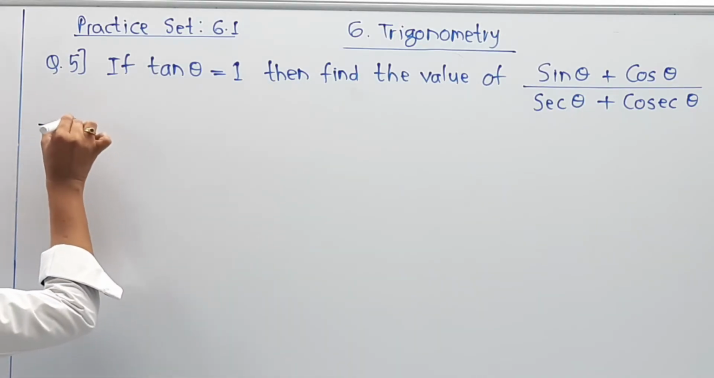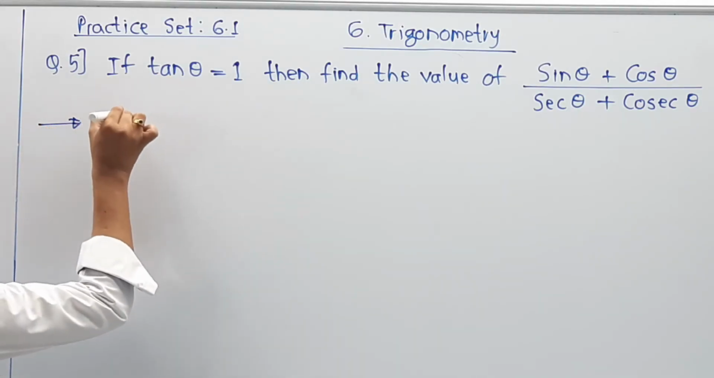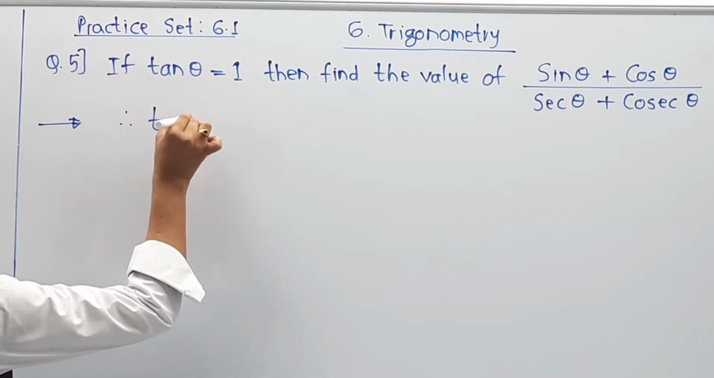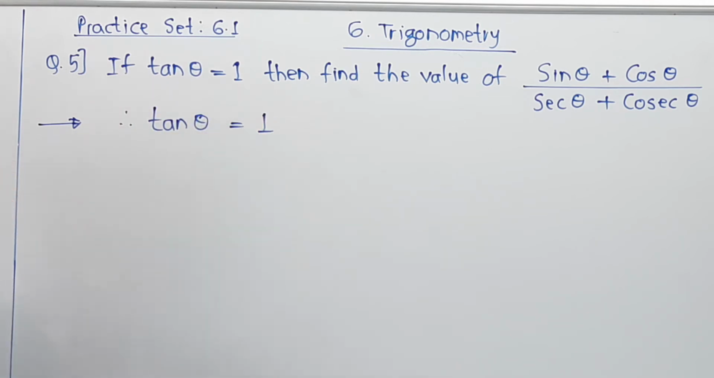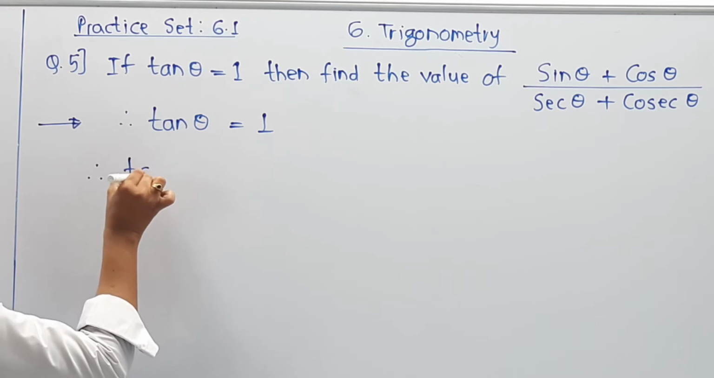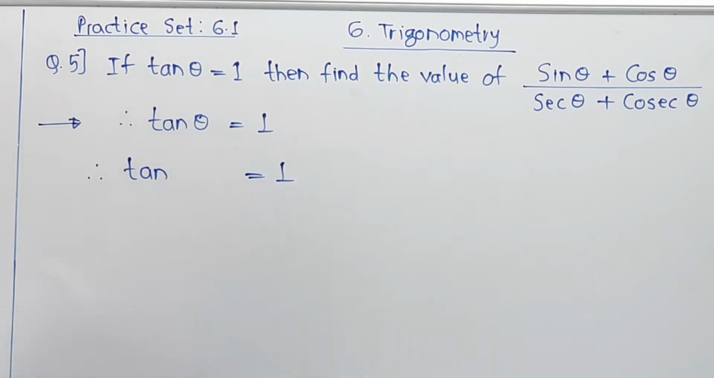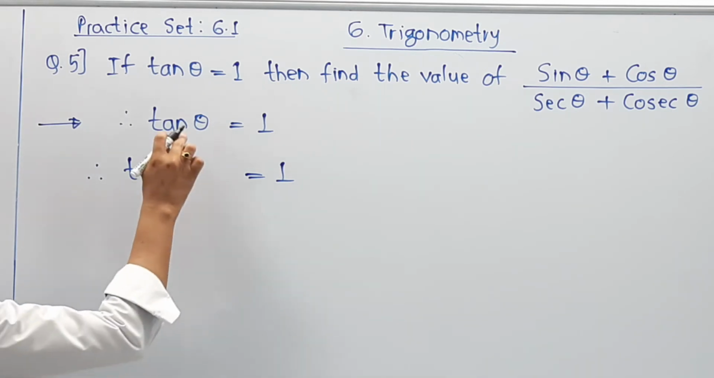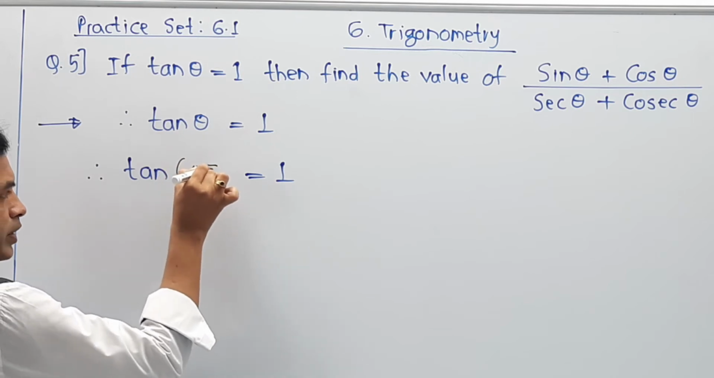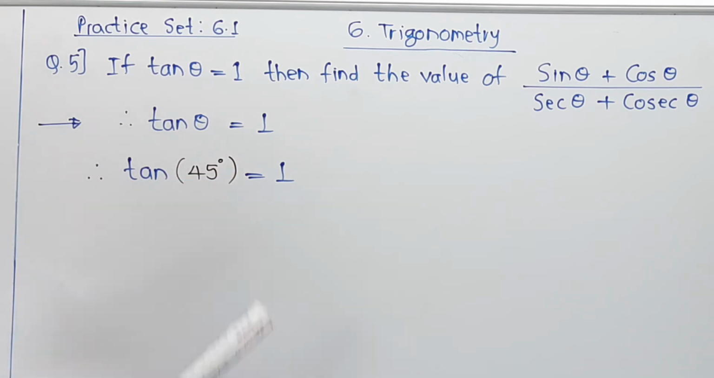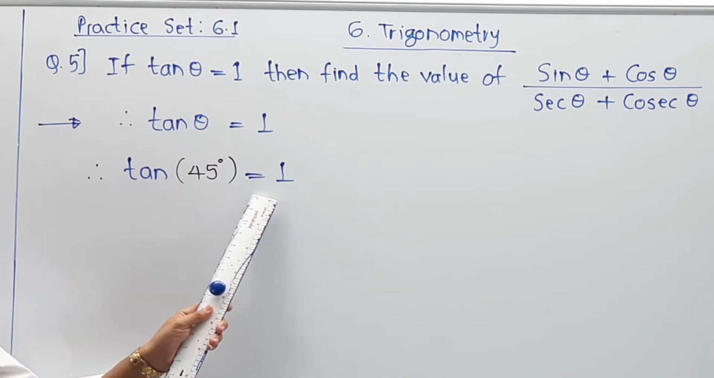Here, the first step is the most important for this numerical. They have given us tan theta is equal to 1. Now we have a standard table of values for standard angles like 0 degree, 30 degree, 45 degree, 60 degree and 90 degree. From that table, cross-check for what angle the value of tan is 1. If you are familiar with the table, then definitely this theta is nothing but 45 degree. Means tan theta is 1 as given, and as per the table we know that tan 45 degree is 1.